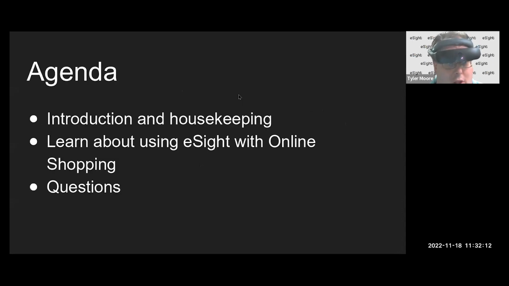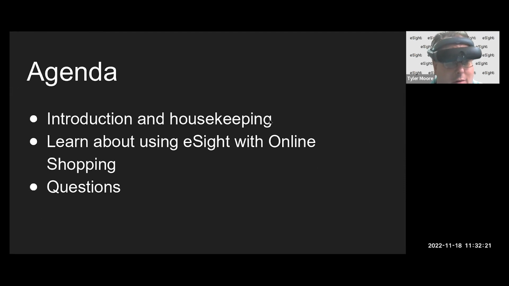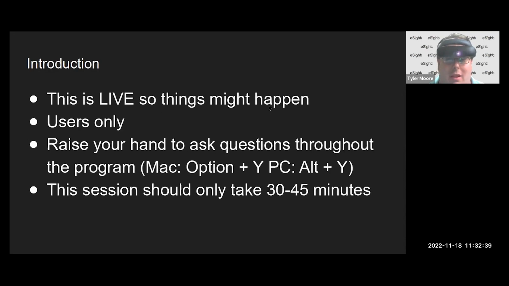It's going to go with the first slide. So just to start off, we're going to have a little agenda here for today. Oh, I think we're live and I made a mistake. There we go. So for the agenda, we're going to do a bit of an introduction, some housekeeping, and then we're going to learn about using eSight with online shopping. And then we're going to discuss any questions at the end, and the Q&A. We'll have a moment for that. This is live, so things might happen, as witnessed when I accidentally hit the mouse wheel and went to the wrong slide.